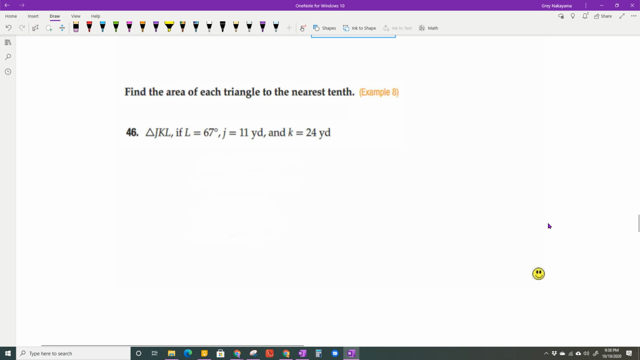And then lastly, find the area of each triangle to the nearest tenth. So this one, I don't have 3 sides, so I have to use my other formula, which a lot of people think of as 1/2 AB times the sine of C. But whatever my angle is, if it's angle L, then I'm going to say area is 1/2 JK times the sine of L. So I have J is 11, K is 24, and my angle is 67. Again, put it in there in one fell swoop. You get 121.5066, which rounded to the nearest tenth is 121.5 square yards.